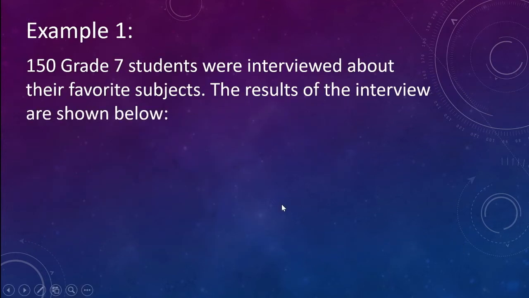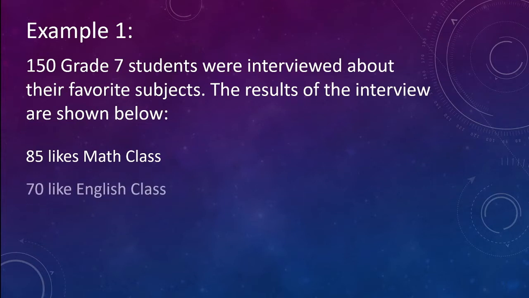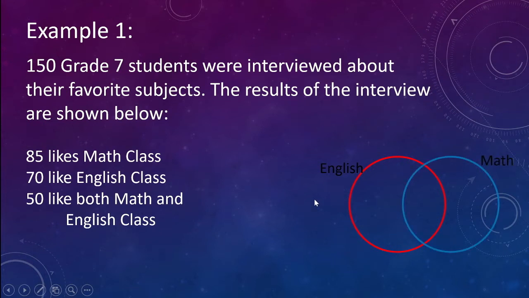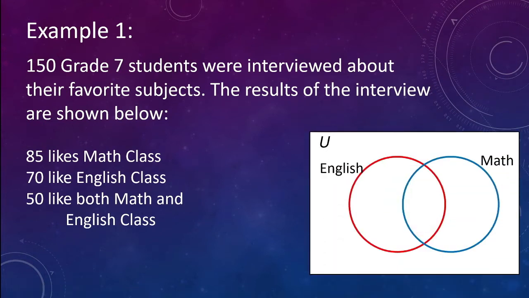Okay, for example number 1. 150 grade 7 students were interviewed about their favorite subjects. The results of the interview are shown below. So 85 like math class, 70 like English class, 50 like both math and English class. So let us represent English as the red circle and math as the blue circle. That is our Venn diagram.